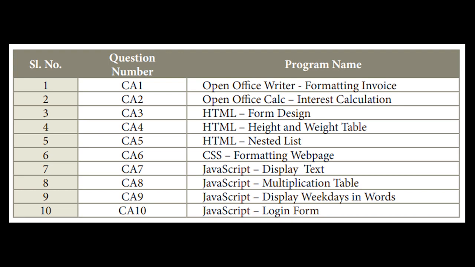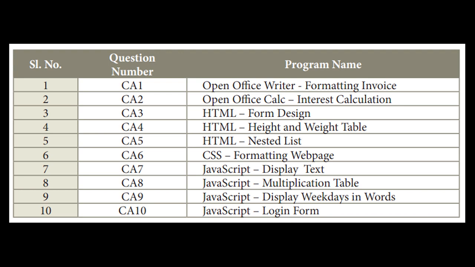Okay, and the third one is HTML code. HTML code to design a form. The form also will be given in your question itself. You have to write the coding and execute the coding and design the form in Notepad. HTML you will be typing in Notepad and you will be executing in any browser. So the given form will be designed. That is the third exercise, and the fourth exercise is the height and weight table.